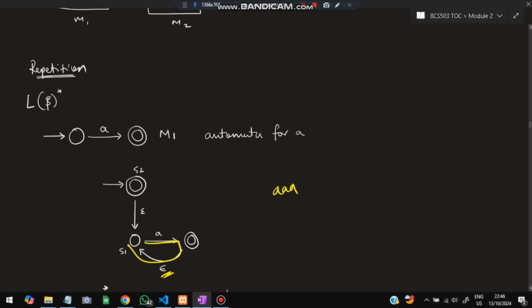A, again epsilon will come here, another A, epsilon will come here, another A. So A is accepted via this diagram. Okay, so this is how you make the diagram for repetition. So union, concatenation, and repetition. Okay, these three things you need to know to convert a regular expression to an FSM.